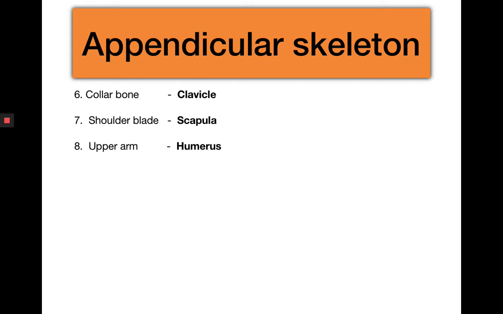From there, we can see that we have 2 bones in our forearm. We have one on the outside and then one on the inside. So 9 is pointing to the forearm bone on the inside, and this is called the ulna.